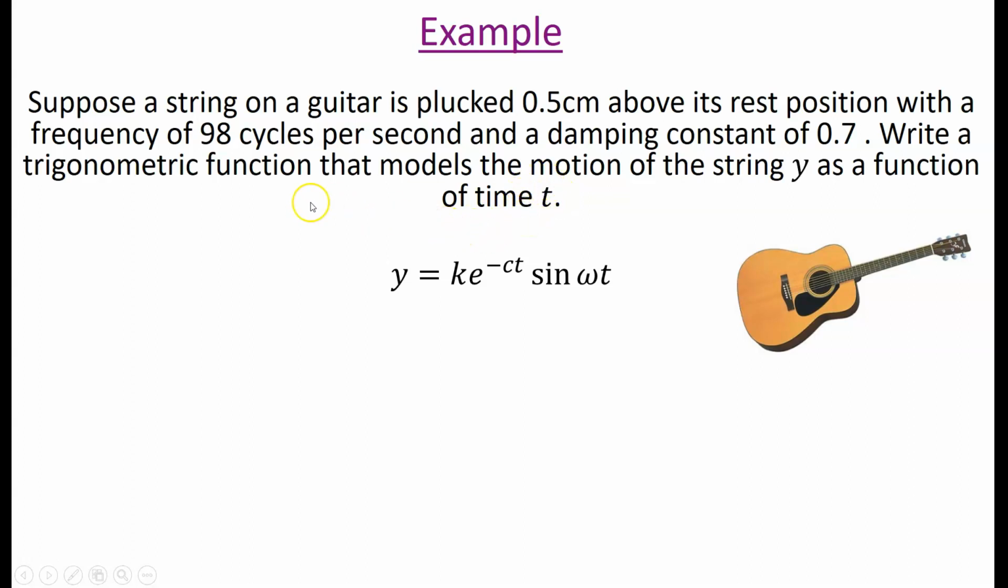Okay, so let's go through what we've got to figure out here. This is the frequency, which 2 pi times the frequency gives you the omega.